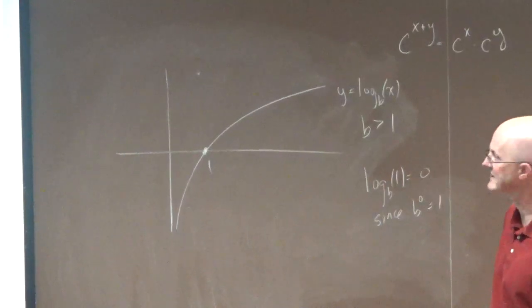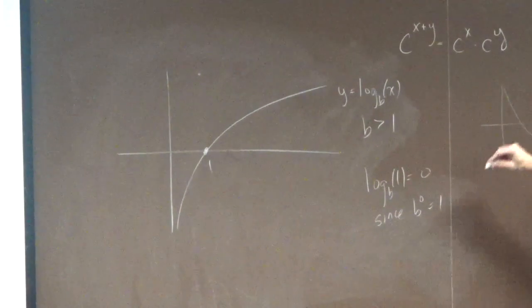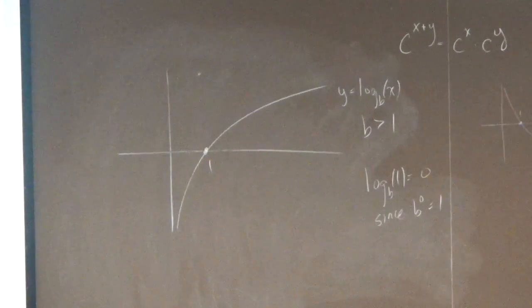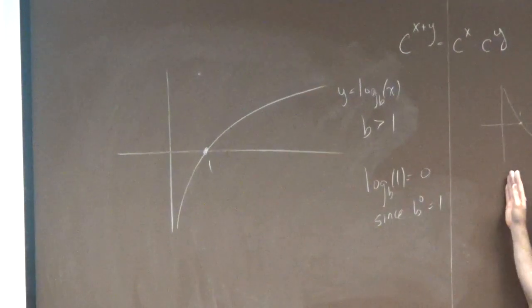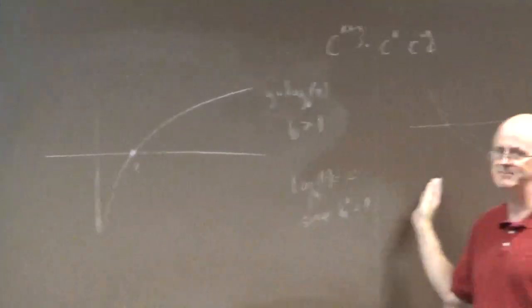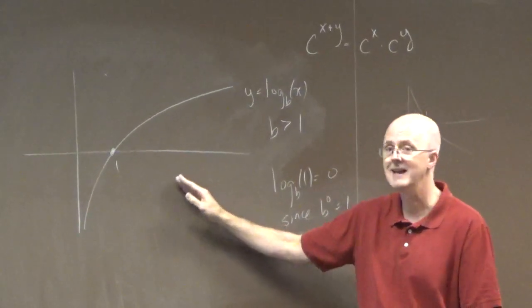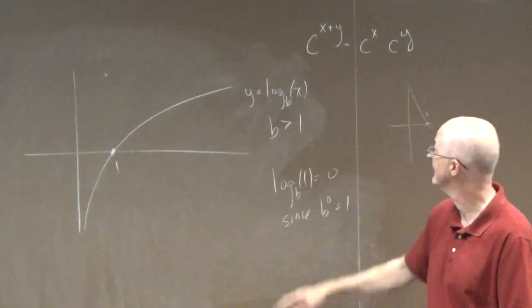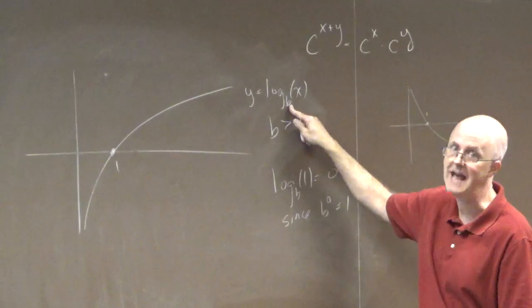When b is between 0 and 1, the graph looks like a reflection of that graph across the horizontal axis. It still goes through 1 like that. We don't really care about this situation. Nobody typically really cares about it. I'm mentioning it here, and this is probably the last time I'm going to mention it. We will focus on this case, and we will focus almost exclusively after this class on the case where b is e, the natural log.